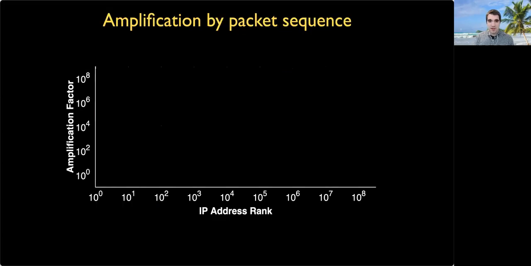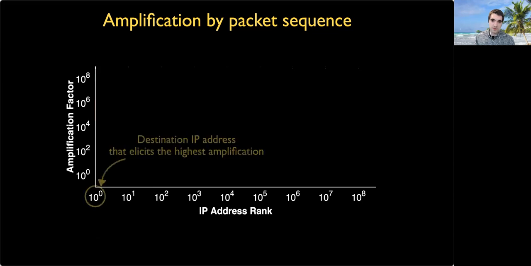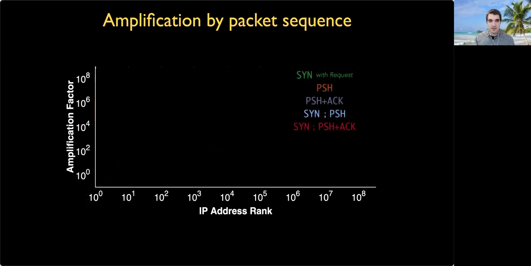Because of this, what amplification factor do we get when we bring this to the full IPv4 internet? This plot shows the amplification factor we get from all the IP addresses in the IPv4 space when they're sent this sequence of packets, sorted by amplification. So on the x-axis, all the way on the left is the destination IP address that gave the highest amplification, and all the way at the right is the lowest. And these are the 5 sequences of packets we sent.